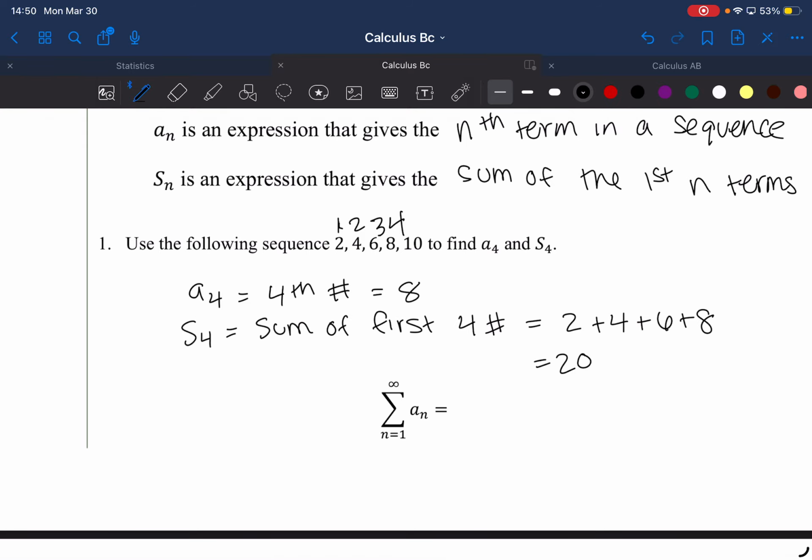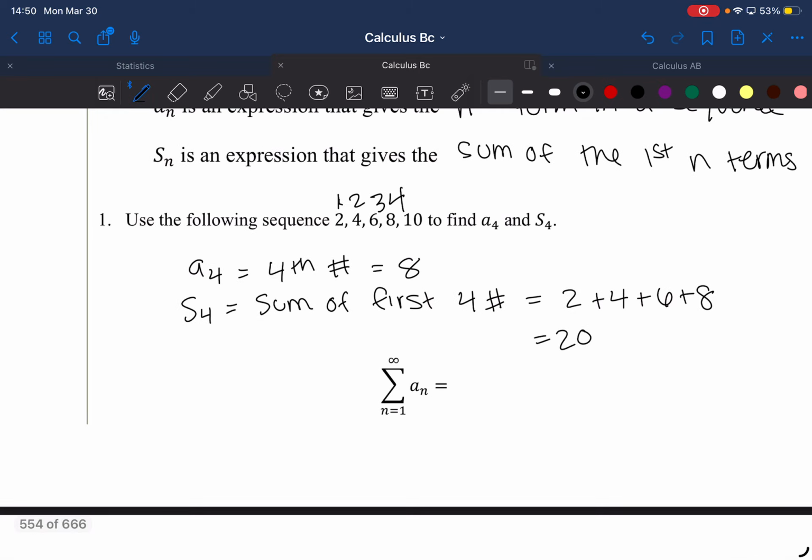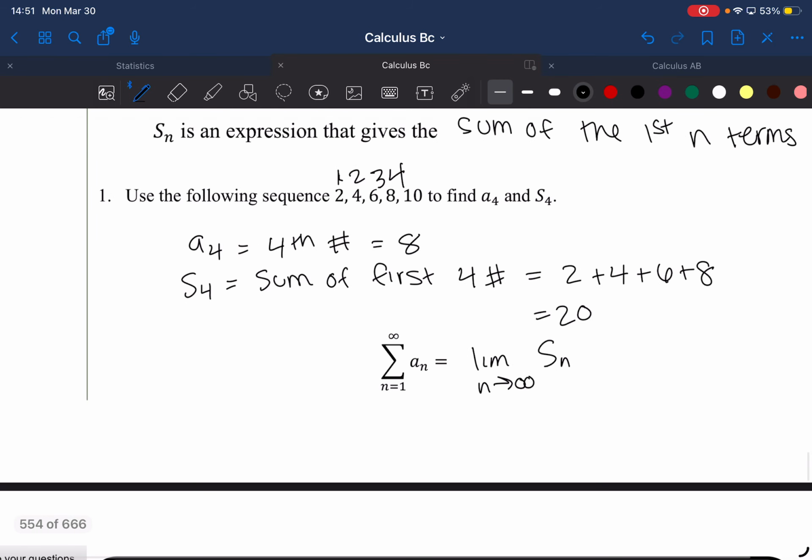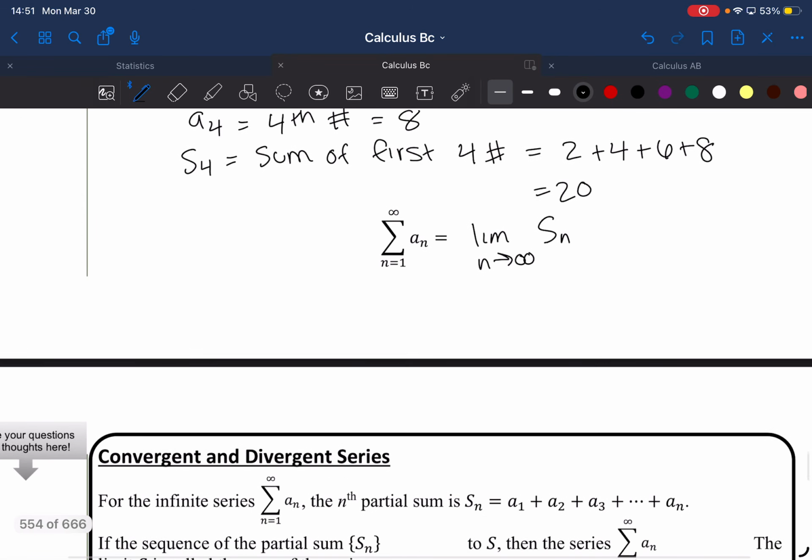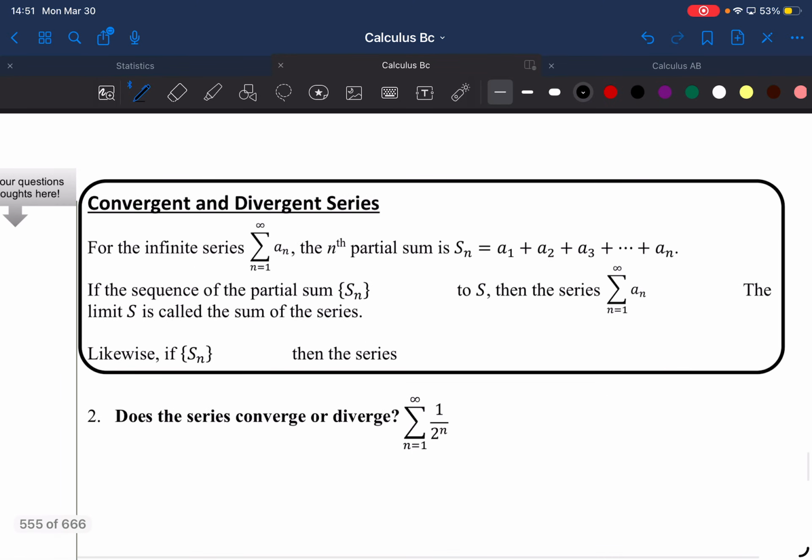Okay, now we're connecting it to calculus. So remember, another way to write a summation is using the limit. So the summation as n equals 1 to infinity of a sub n is the same as saying the limit as n approaches infinity of S sub n. That is going to lead us to the definition of convergent and divergent series.